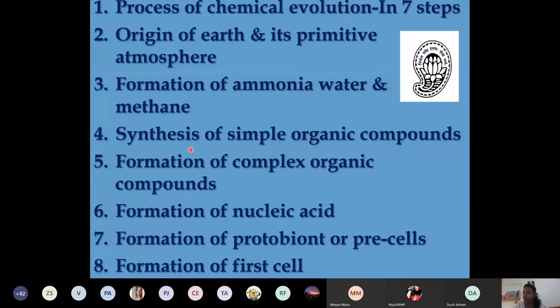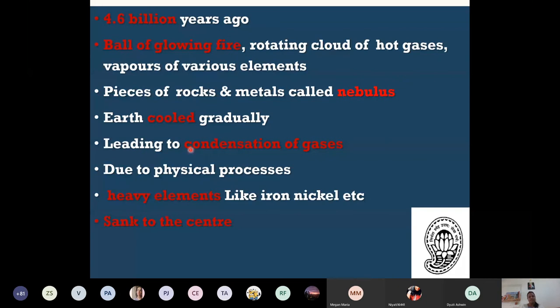Complex organic compounds led to the formation of nucleic acids. You have all studied the structure in brief of DNA. If you want to make a DNA strand, what do you need? Complex organic compounds: a pentose sugar, a nitrogen base, and a phosphate group. These complex organic compounds led to the formation of nucleic acids. When these nucleic acids started multiplying, they formed the pre-cells, showing growth. And from the pre-cells came the first form of life, which is the first cell.